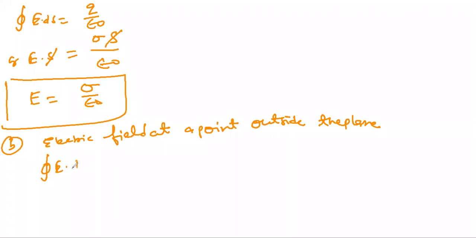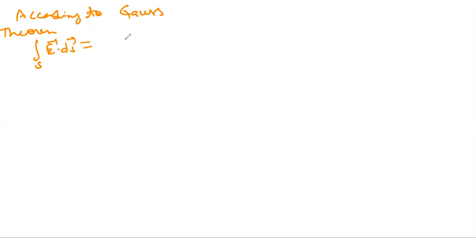This will be surface integral E ds. This is equal to ES. So Q is equal to sigma S minus sigma S is equal to 0. According to Gauss theorem, use Gauss theorem. Surface integral E ds is equal to Q upon epsilon naught. So ES is equal to 0. So E is equal to 0.